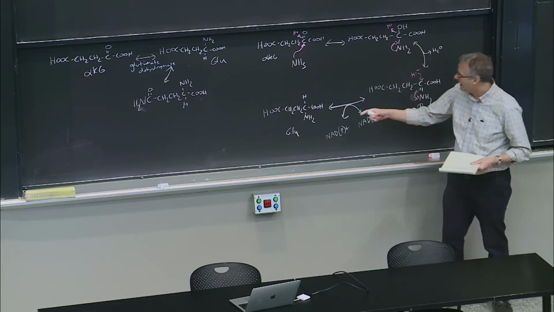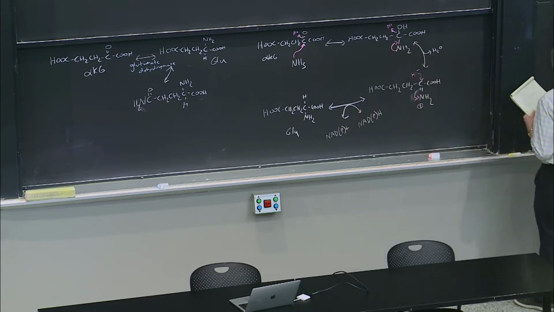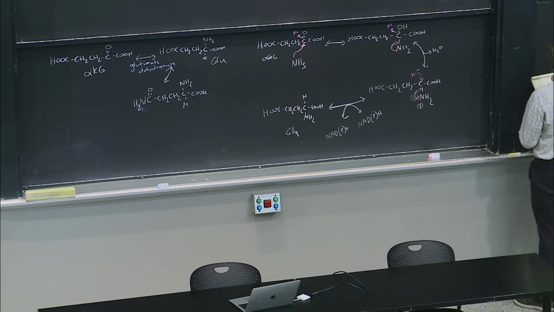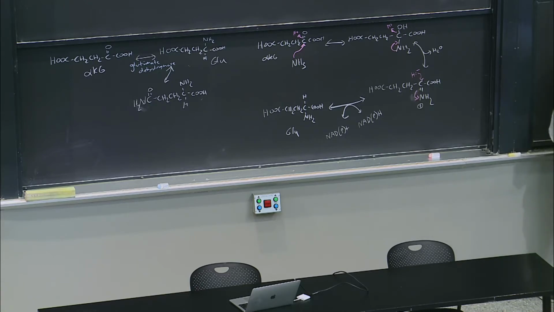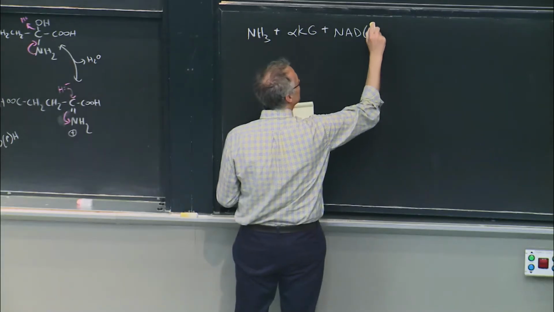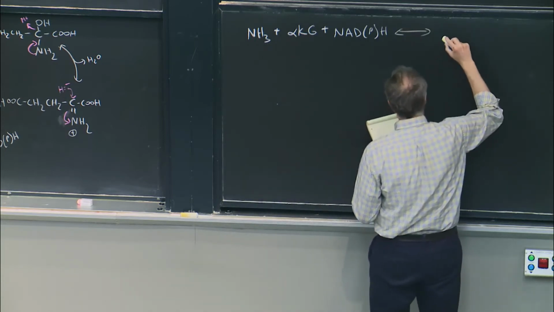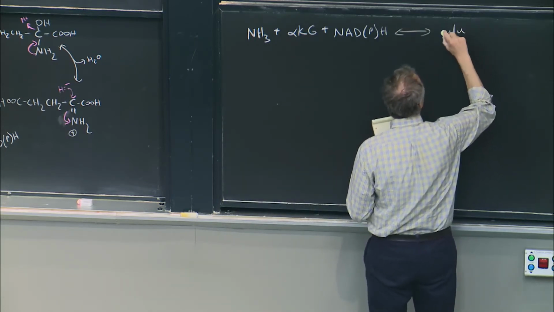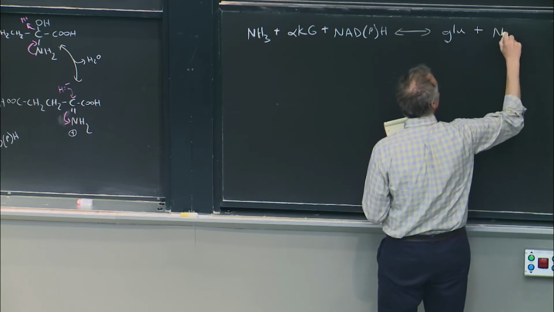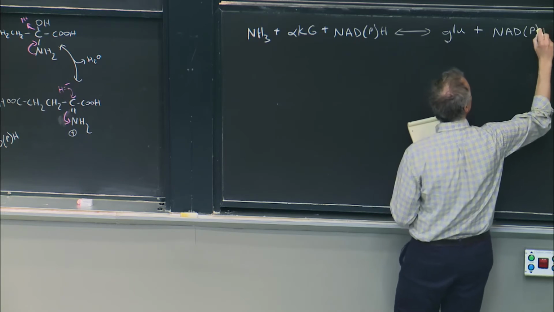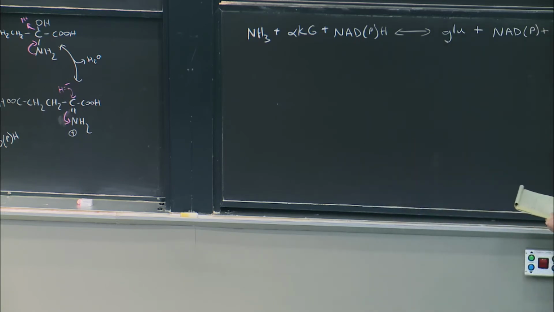This reaction, which effectively is ammonia plus alpha-ketoglutarate plus NADH or NADPH, can reversibly generate glutamate plus NAD plus or NADP plus plus water.